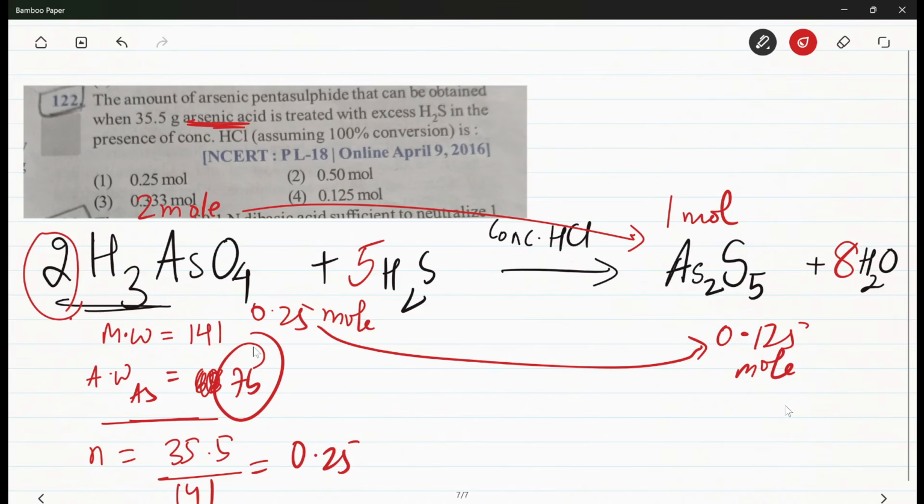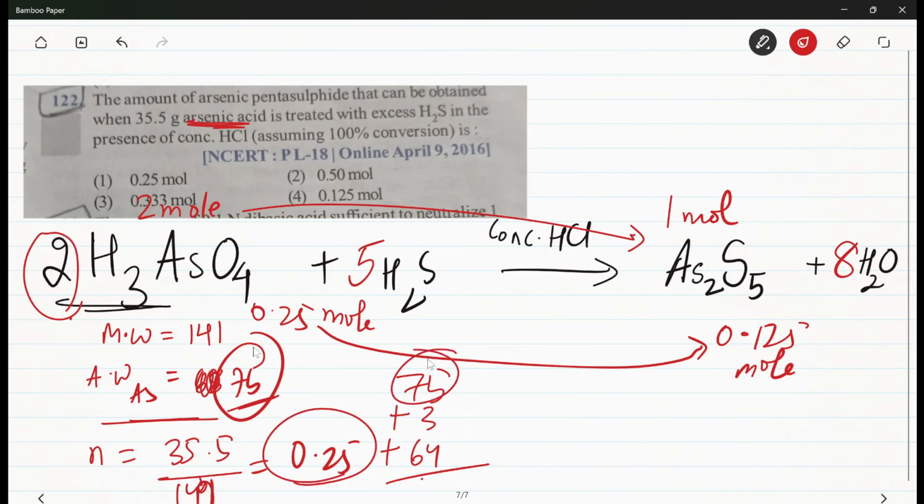Done, huh? Is it the answer? Only that mass calculation I can understand. If we take 75, 75 plus 3, 78, 78 plus 64, how much? Is it 142? Then okay, no problem. Then correct. So the arsenic atomic weight is the problem here, unknown.